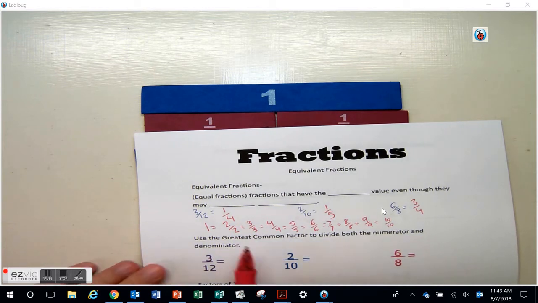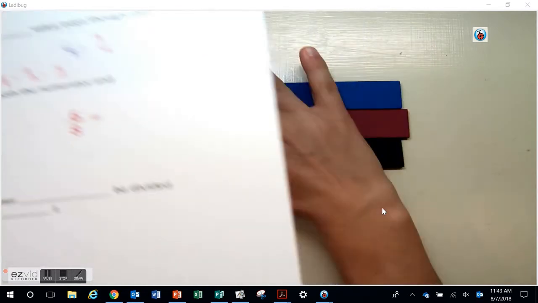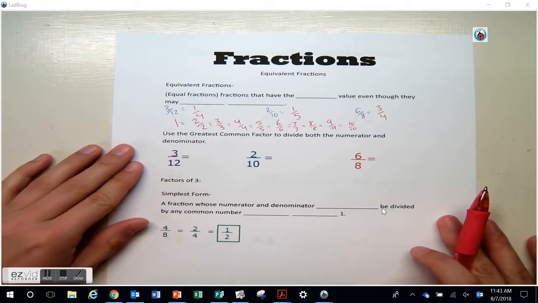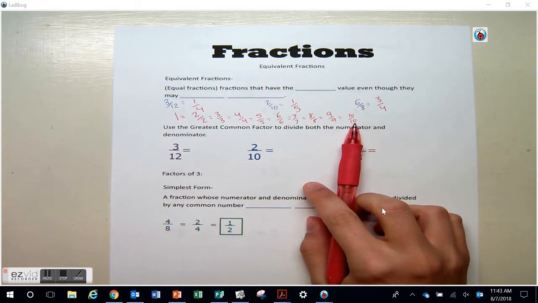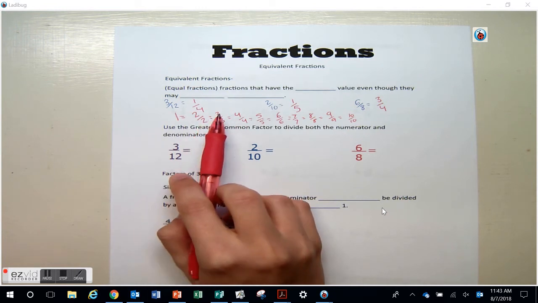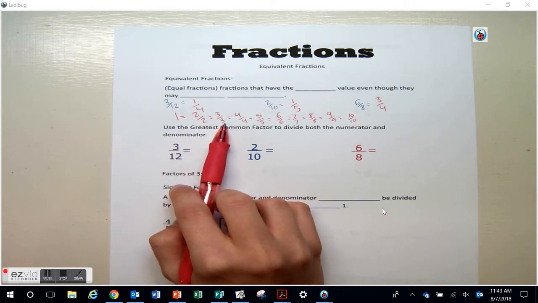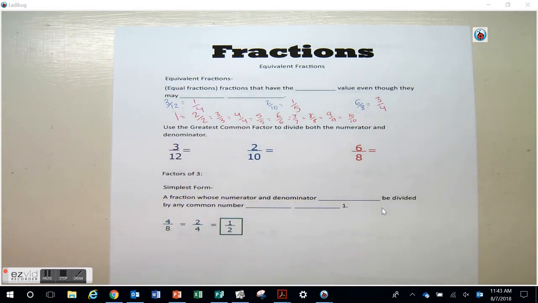Looking at these fractions, what do you notice about all the fractions that equal 1 whole? Well, since we know a fraction can be division, what's 2 divided by 2? 1. What's 3 divided by 3? 1. 4 divided by 4 is 1. 5 divided by 5 is 1. All of those are equal to 1.